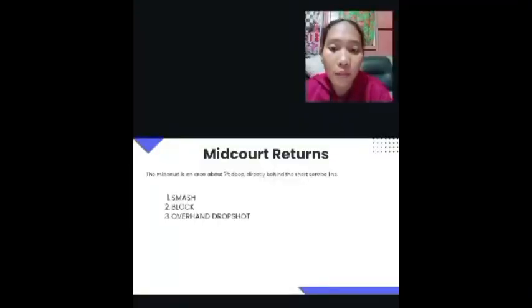The next is the mid-court returns. The mid-court is an area about 7 feet deep directly behind the short service line. You should have established your base position in the mid-court while awaiting your opponent's return. Ideally, you make an attacking return from this area, but that depends on how the rally has progressed. So here are some choices of shot from this area.